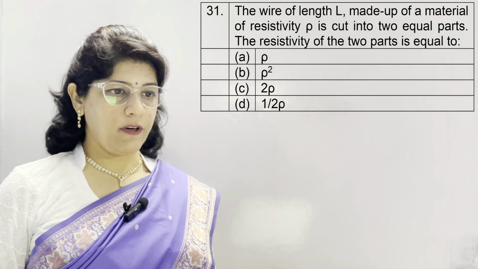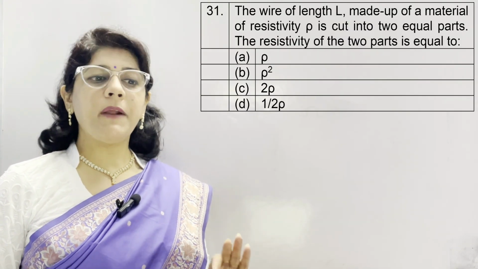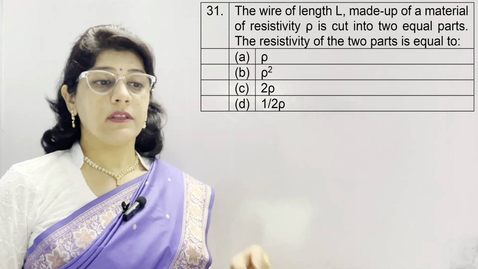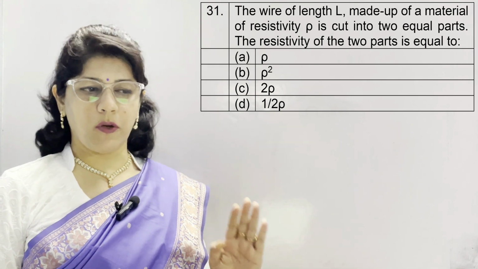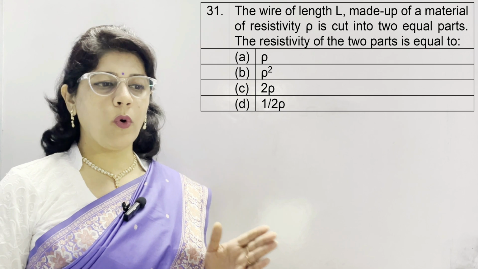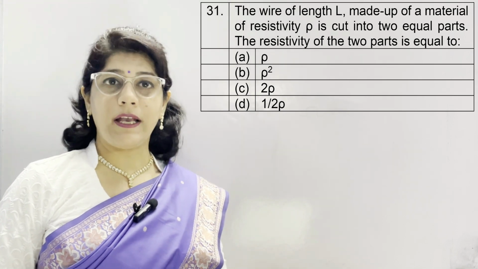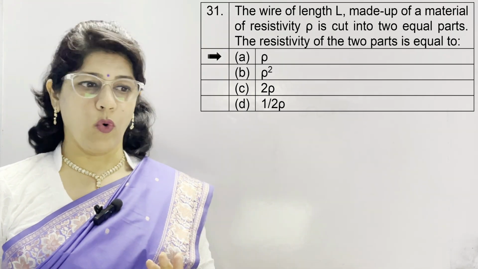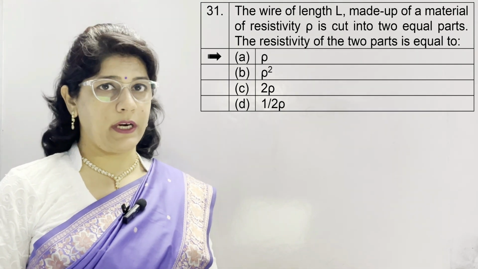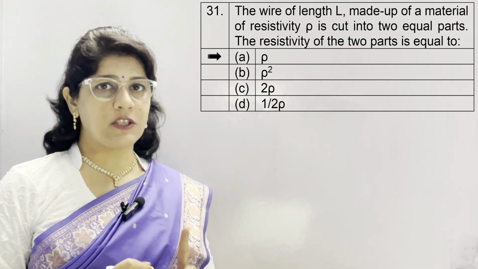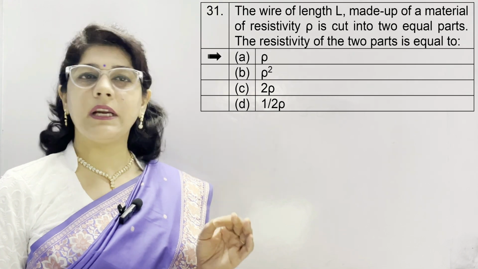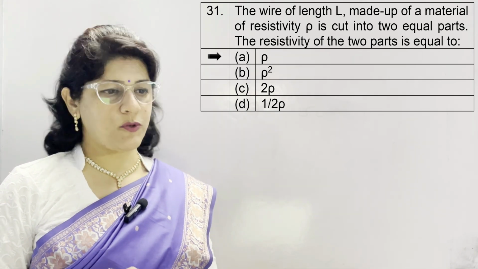In question number 31, the wire of length L made up of a material of resistivity rho is cut into two equal parts. The resistivity of the two parts is equal to, A option is rho, B is rho square, C is 2 into rho and D is half rho. And the correct answer is A option, which is rho, because we know that resistivity is independent of the length of the conductor, because resistivity is the resistance of the conductor of unit length and unit area of cross section. It means it does not depend on length. So A option is correct.